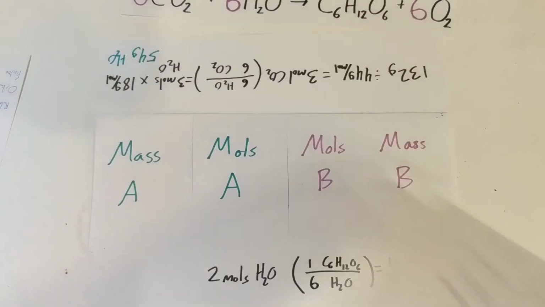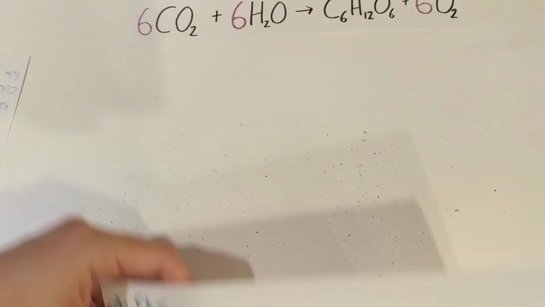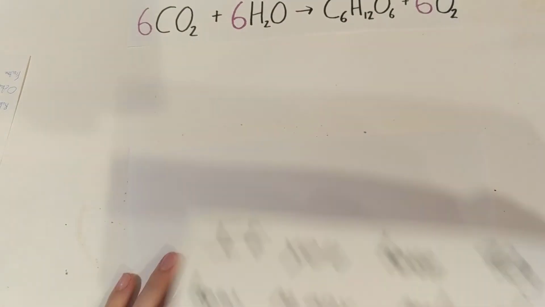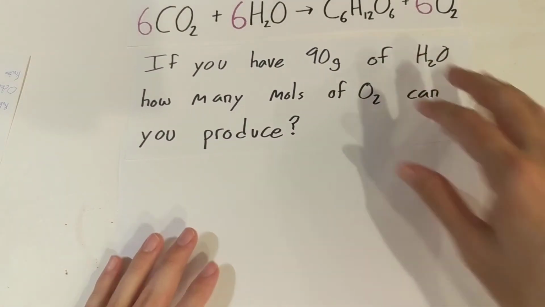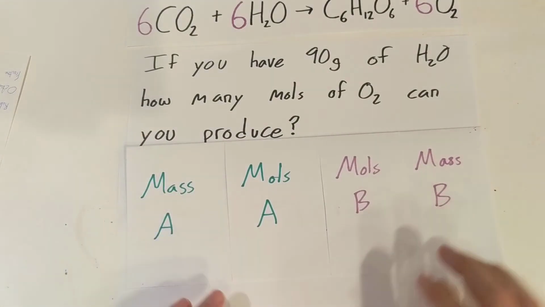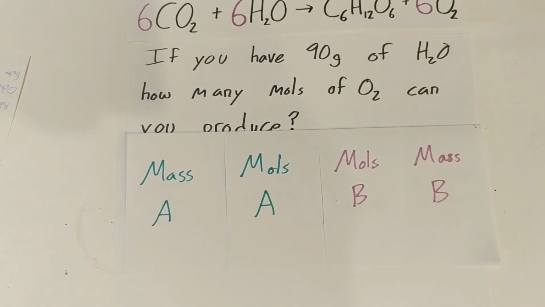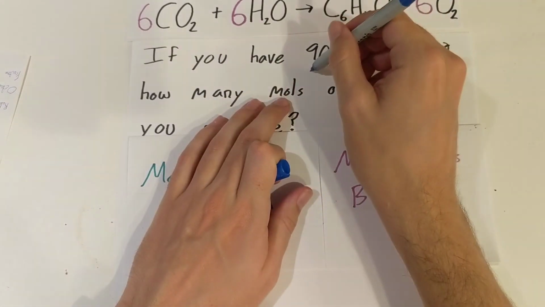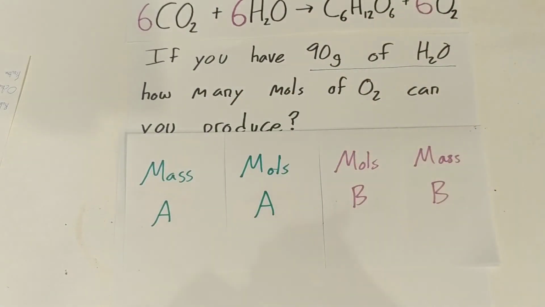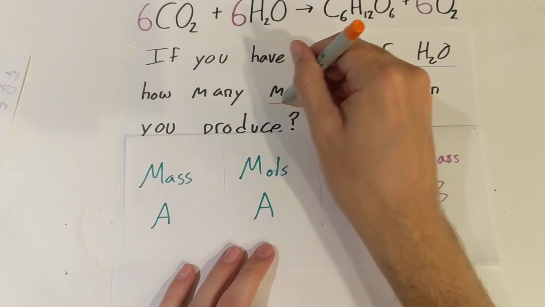Let's do one more. So I don't do this very often, but it is good to know. There are also questions out there that may ask a kind of a combination here. So in this question, it's asking if you have 90 grams of water. So we're starting with our 90 grams of water. How many moles of oxygen can you produce?